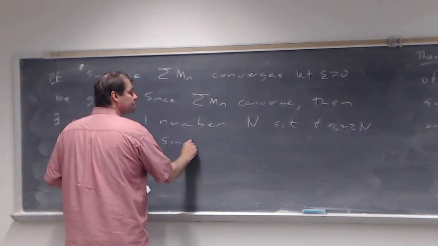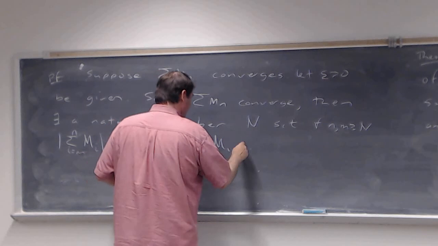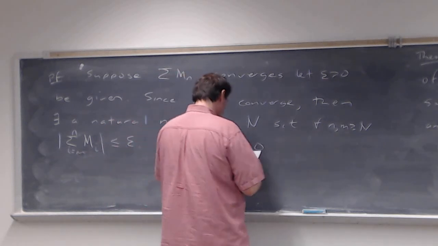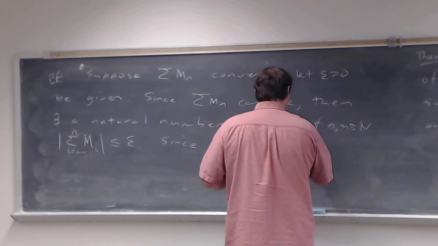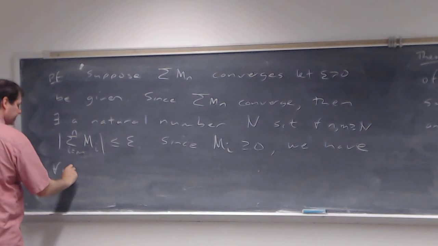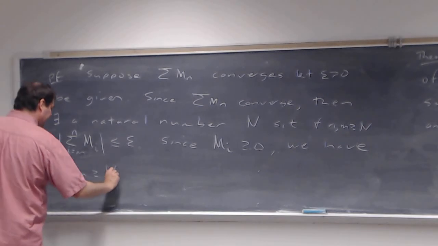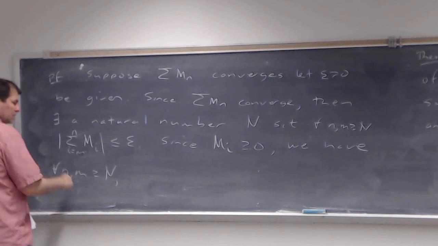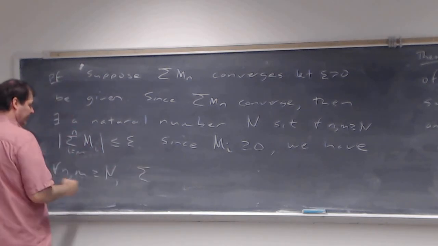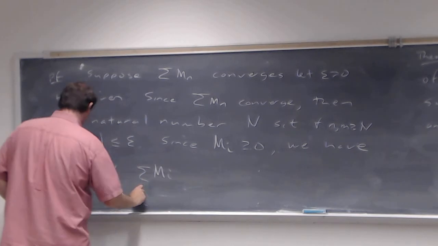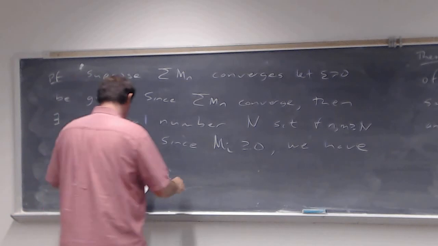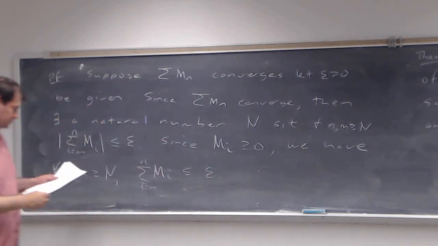So since these M sub i's are numbers, and not only are they numbers, they're greater than or equal to 0, we have, for all n and m bigger than or equal to this big N, and I'm looking at this part, these are all positive numbers. So you're adding positive numbers, you get a positive number, and the absolute value of a positive number is itself. So the sum of these M sub i's is going to be less than or equal to epsilon.